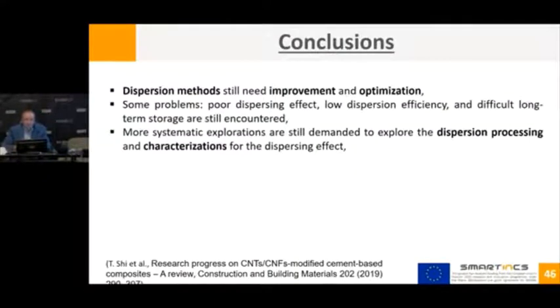To conclude, we have seen many different dispersion methods. Unfortunately, there is no ideal solution at the moment, even if we combine different techniques together. So there is still the need for improvement and optimization of the dispersion, because there are still some problems on the table due to the poor dispersion and the low dispersion efficiency. So there is still work to do, which is good for you working in this field, because you have the possibility to do some original work. And there is also the need to explore new dispersion processing, but also characterization techniques.